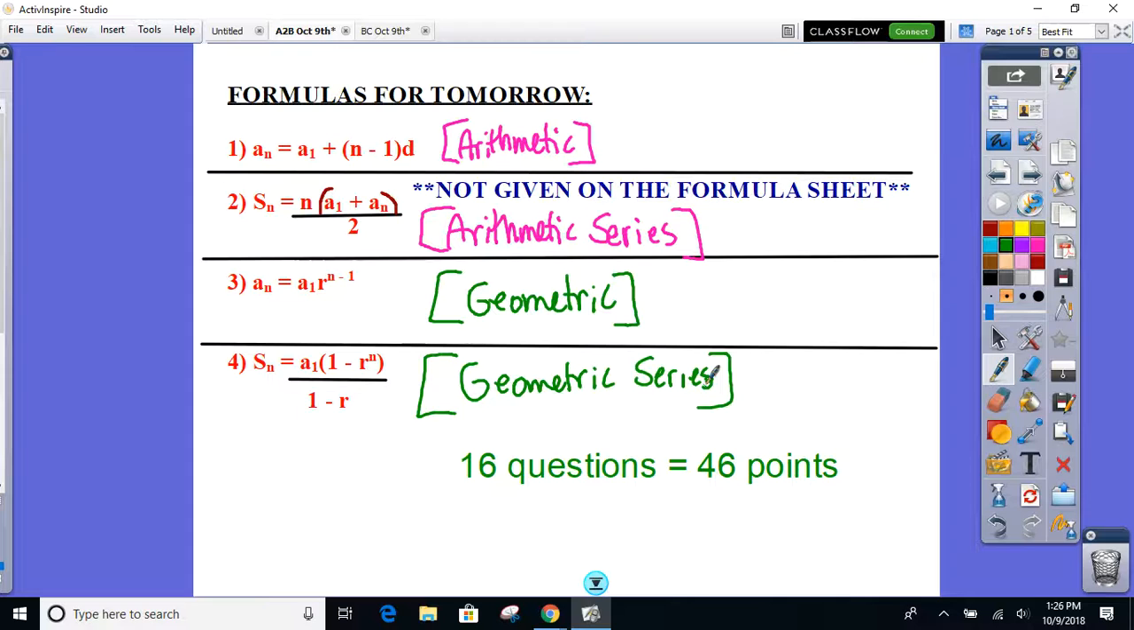Anything you want to ask or comment about? Anything? Okay, let's start the fun with number 3.